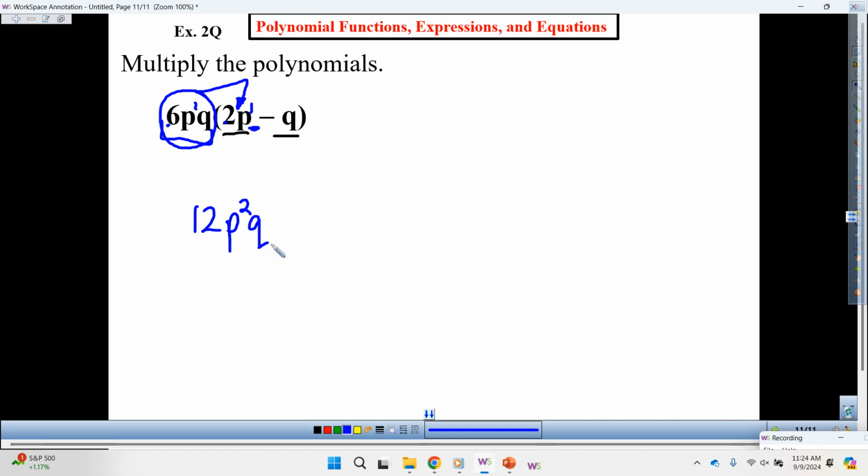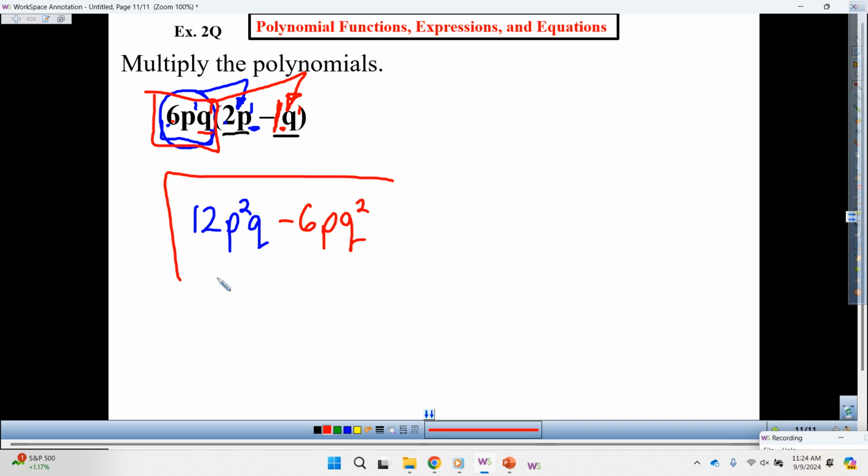Are we there so far? Next, I do the same one now times the second term. There's an invisible 1 right here. So what is 6 times negative 1? Negative 6. What is P times nothing here? P. And what is Q to the first times Q to the first? Q to the second. And that is done. Are we there so far?